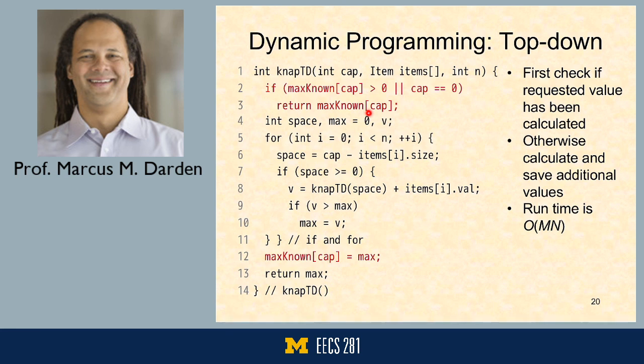All right, so there's DP, because these red lines are going to prevent me from doing this work in here multiple times when it's always the same. So that's great. First, check if the requested value has been calculated. Otherwise, calculate it and save it. This changes my runtime down to MN, which is pretty nice.